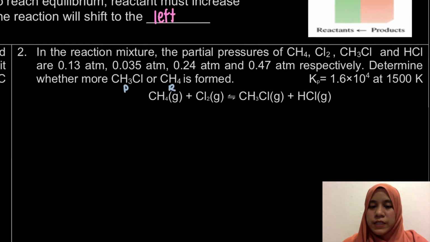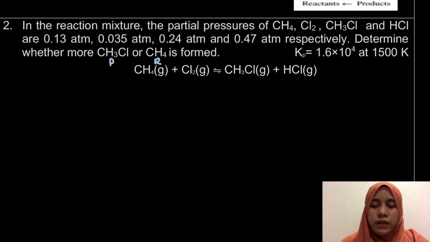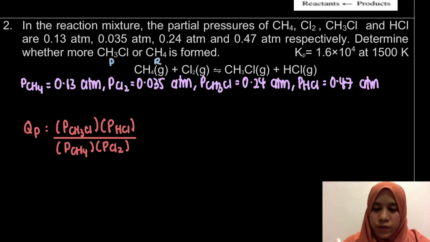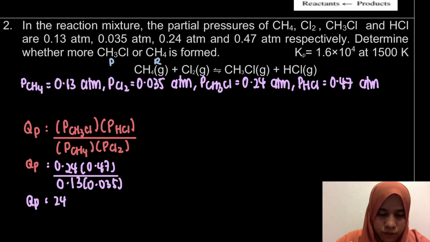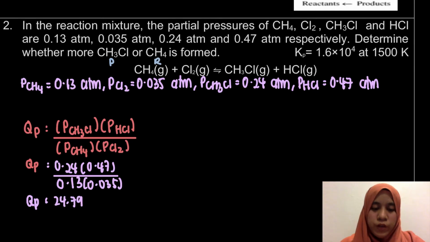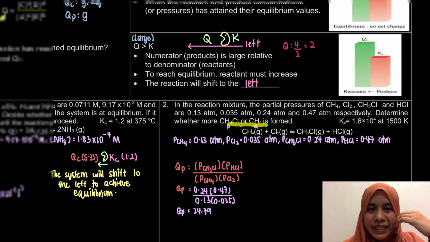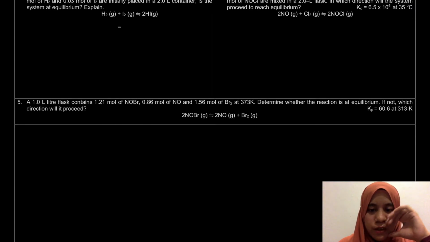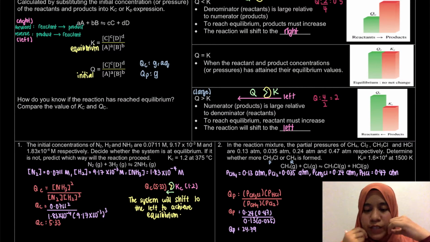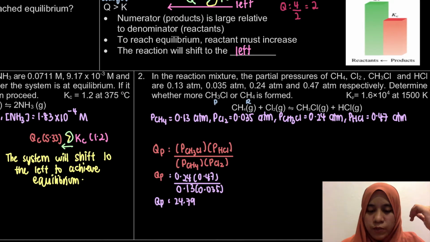Okay, so dekat sini dia bagi kita KP. So from here, the information given pun semua dalam pressure. So kita senanglah cari sahaja kita punya QP. So next what we're going to do is actually substitute. Okay, so now we know the value of QP. So macam mana kita nak tahu whether more CH3Cl or CH4 is formed? Yang ini dia lain sikit, dia nak uji pemahaman kamu. Selalunya question mostly ask about either it is in equilibrium or not. So if not, which direction? Yang ini dia sengaja uji sikit lah. Okay, so from here QP kita is 24.79.